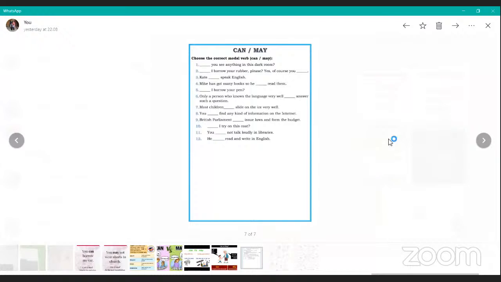Now a girl is asking a question, right? Can. Yes, the answer is can. Can you see anything in this dark, mom? So there you need to fill in the blanks using the modal can. And remember children, when you write the word can, the letter C should be a capital letter because it's the beginning of a question. Can you see anything in this dark, mom?